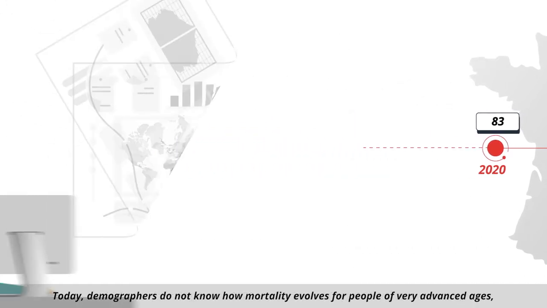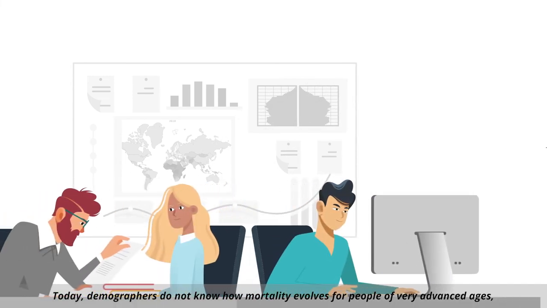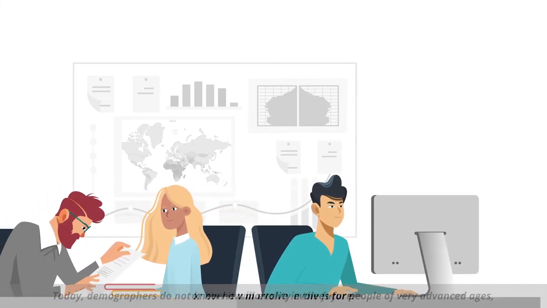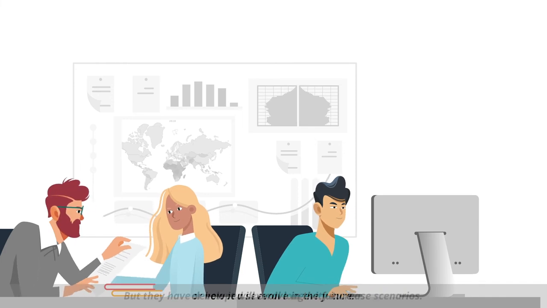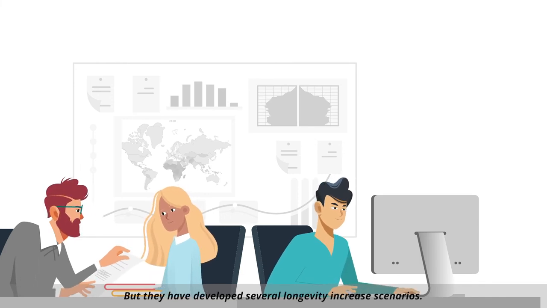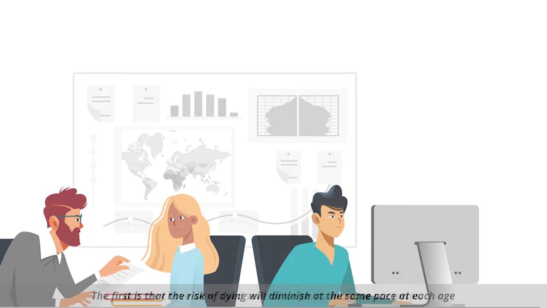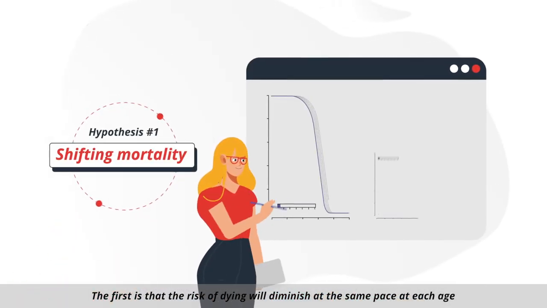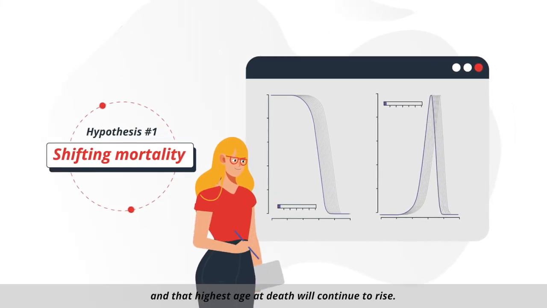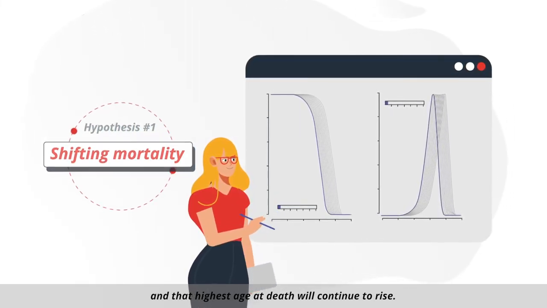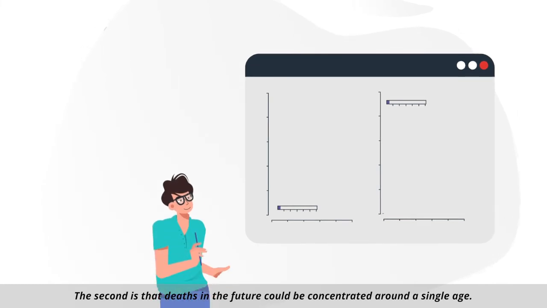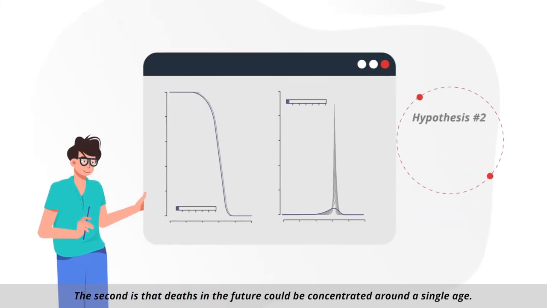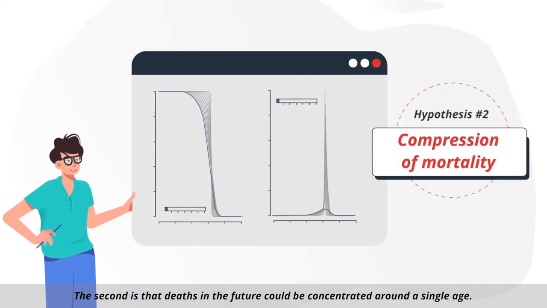Today, demographers do not know how mortality evolves for people of very advanced ages or how it will evolve in the future, but they have developed several longevity increase scenarios. The first is that the risk of dying will diminish at the same pace at each age, and that the highest age at death will continue to rise. The second is that deaths in the future could be concentrated around a single age.